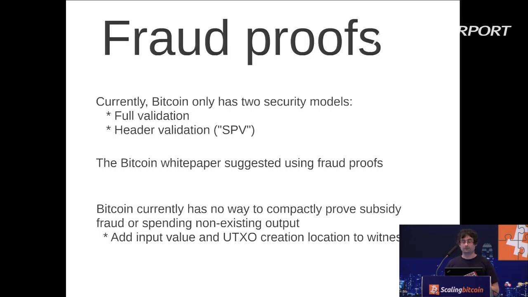you can instead just make the witness contain the height of the block that produced the output and the position within the block. And if it's wrong, you can just show a proof that the transaction you claimed was there isn't there, so it's wrong. And so by adding these two, maybe a dozen bytes that we add to a witness for every input, we can make these fraud proofs for every single consensus rule in Bitcoin right now.